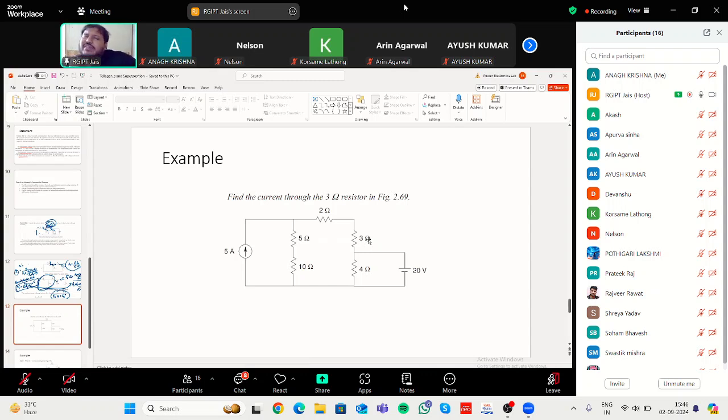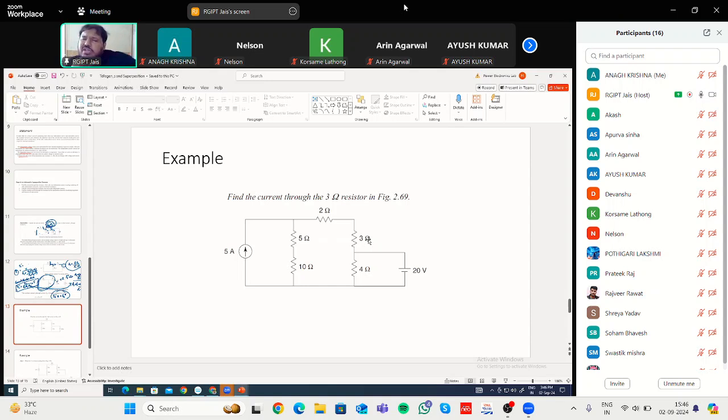Two or more active elements or sources. Here also you can see there are two. One is a voltage source and another is a current source. So two independent sources. Third, linear elements.